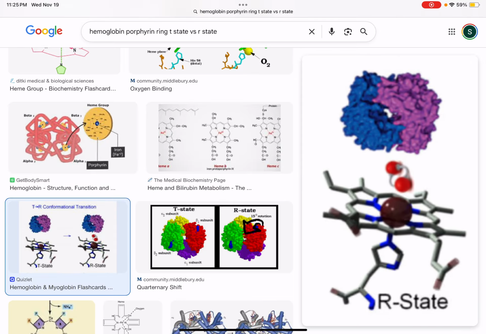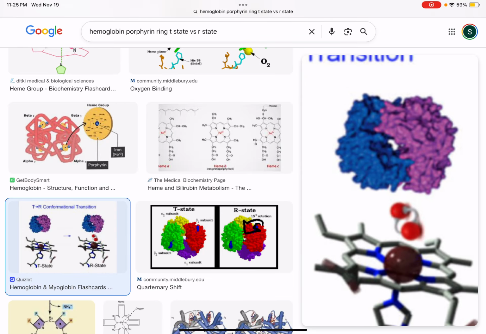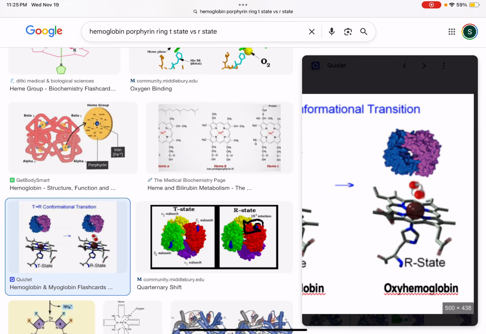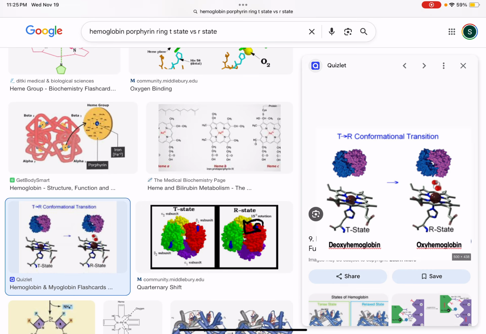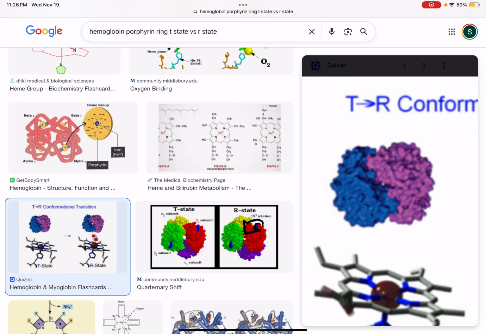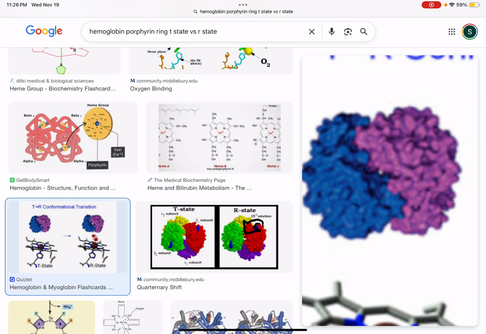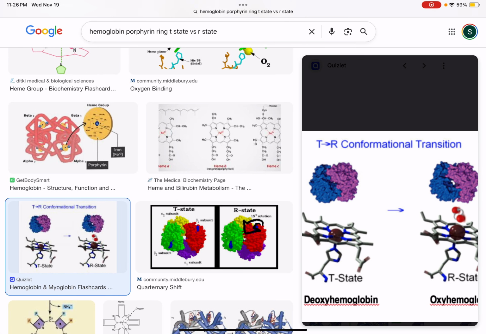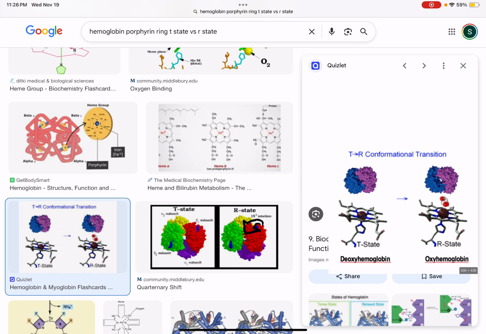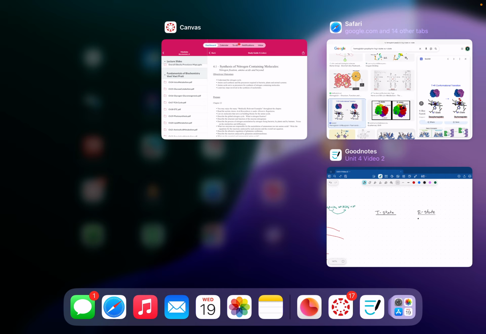So see this little hole right up here? The protein has this hole where oxygen can fit in the R state. So oxygen binds in the R state when it's relaxed. In the T state, when it's taut, that hole closes up. It's really hard for oxygen to fit in there now. So oxygen can't fit very well. So that's a little visual description of the T versus R state of hemoglobin.